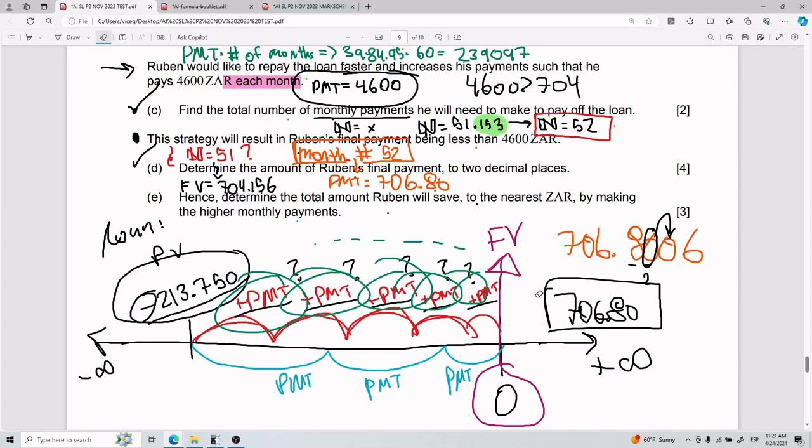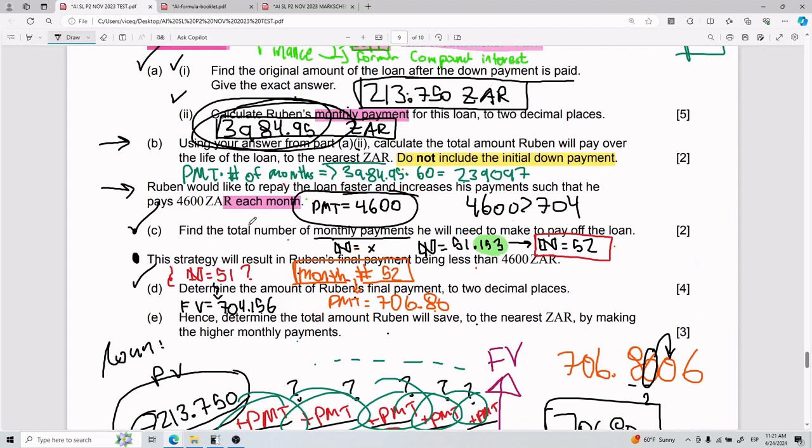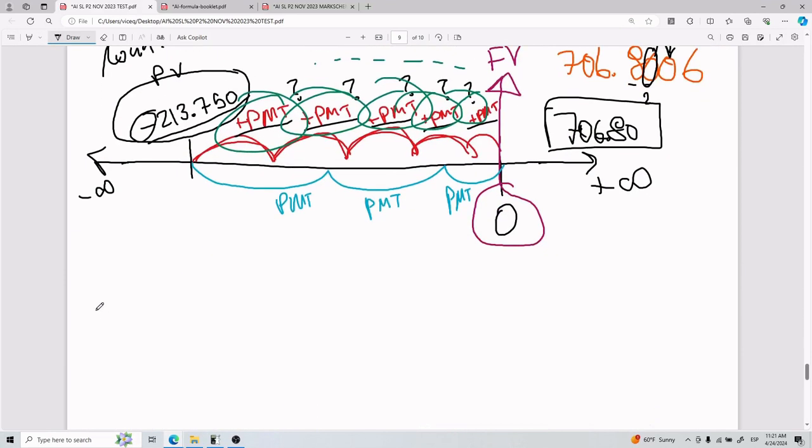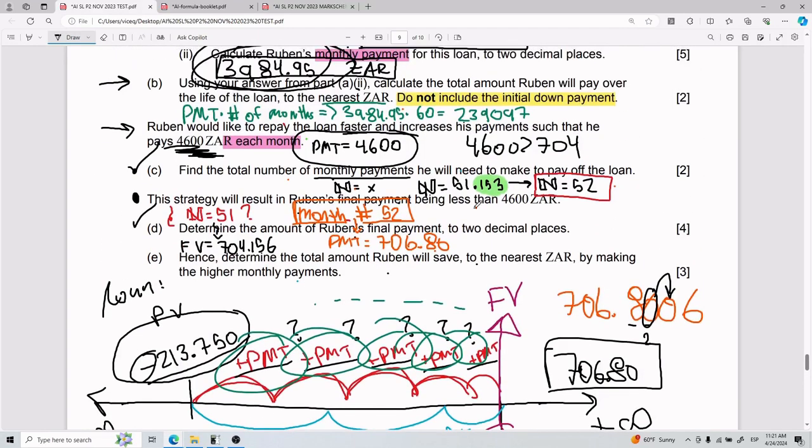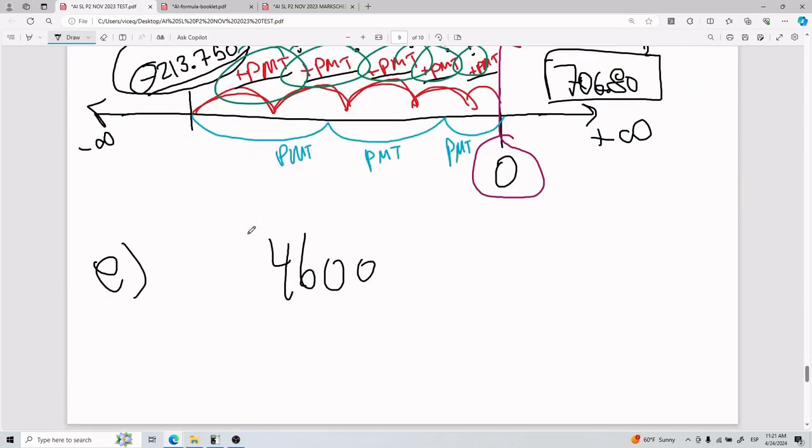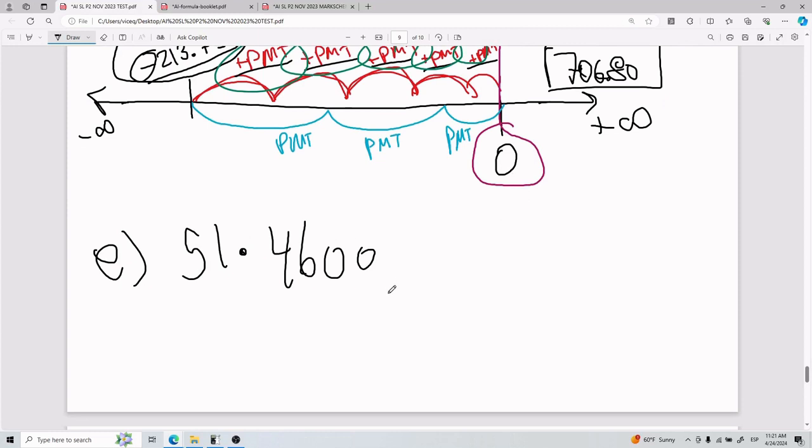So, for part E, he's making the higher monthly payments. And so, when he did the higher monthly payments, how much was it? When he did the higher monthly payments, we were talking about 4,600. So that's the first thing I'm going to write down for part E. We have the 4,600 per month. Now, for how many months did this happen? For 51. So he did it for 51, and at the very end, he had to pay 706.80. In other words, for 51 months, he paid 4,600, and at the very end, he had to pay 706.80. So more intuitively, you can think about it as this is from 0 to 51 months.